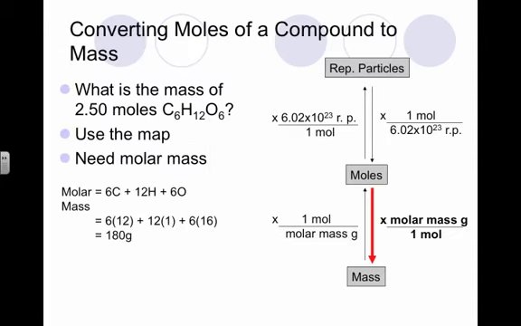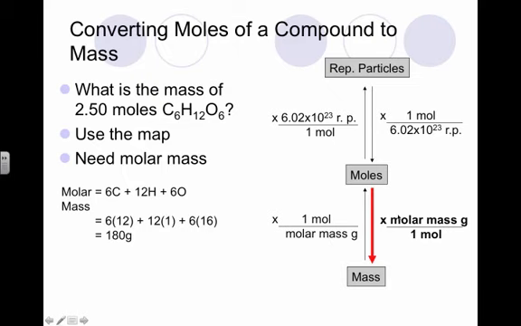So let's say we were going to convert moles of a compound to mass. Let's say I gave you a problem like, you have 2.5 moles of glucose, C6H12O6, and I want to know how many grams that is. Well, if we look at our 2.5 moles, we know we're on the center of our mole road, and we want mass, which means I want grams, so I'm going to move down the street, which means I'd multiply by molar mass in grams over 1 mole.